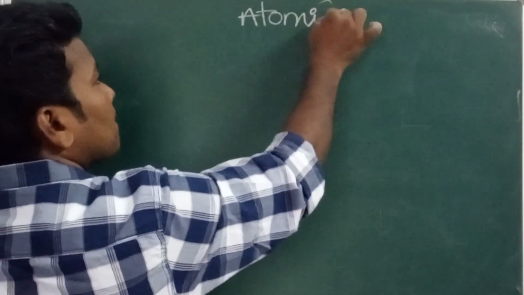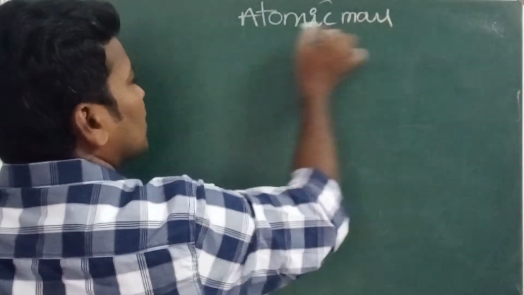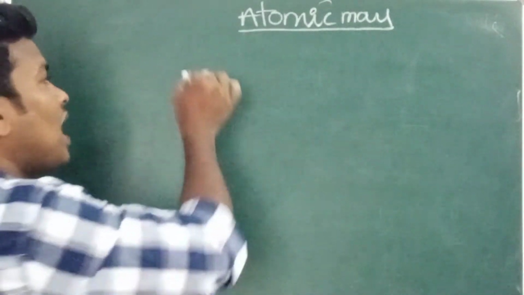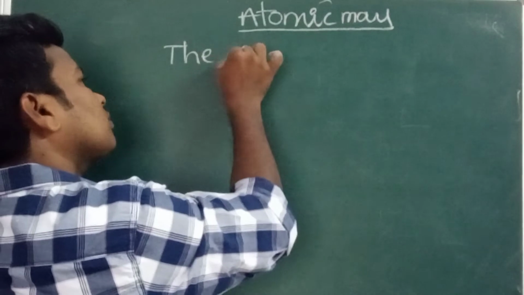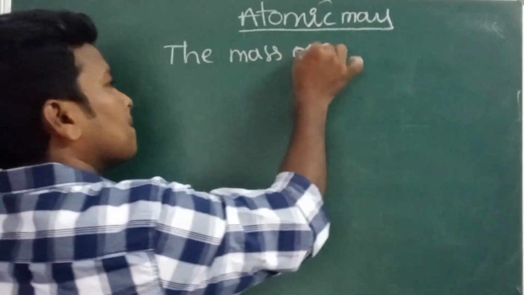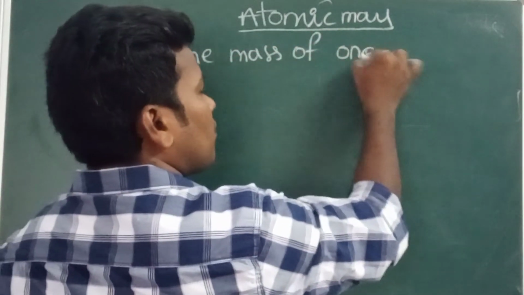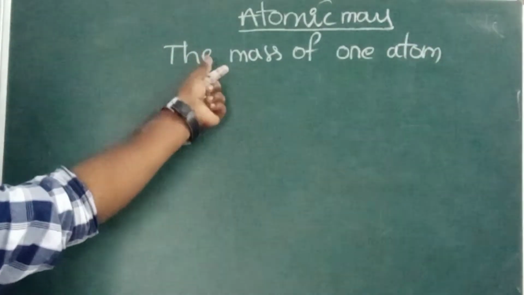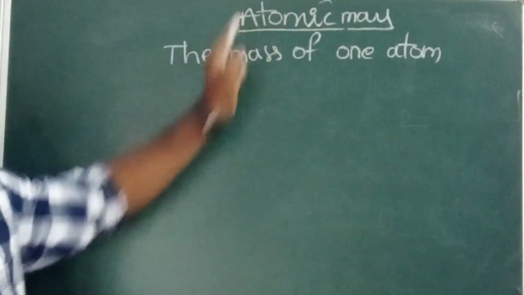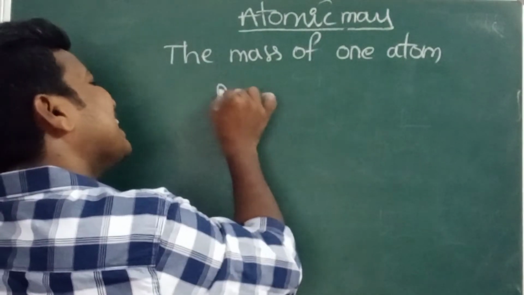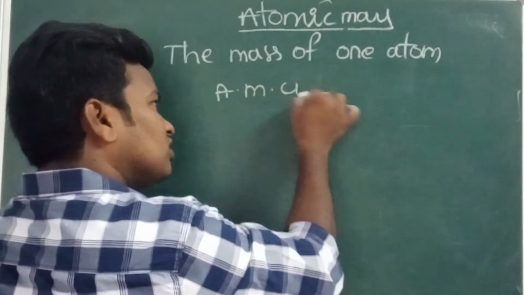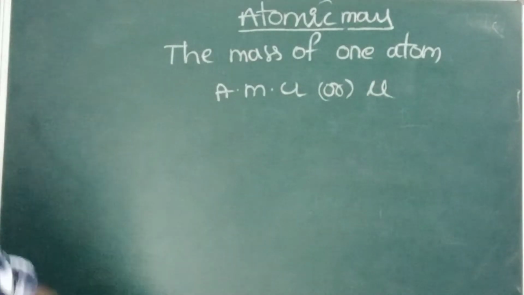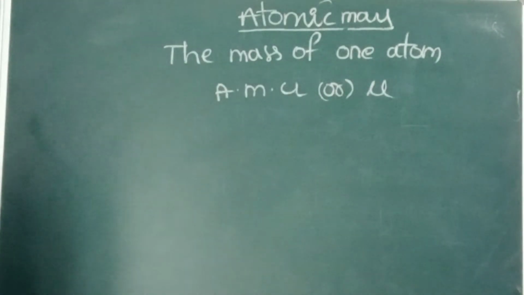Okay, next you can see the atomic mass. What is meant by atomic mass? Atomic mass is nothing but the mass of one atom. The mass of one atom is called atomic mass. Generally the units are AMU, atomic mass unit, or unified mass, U. We use both.